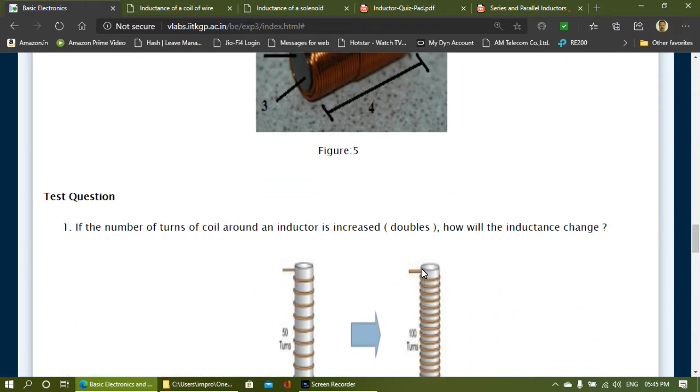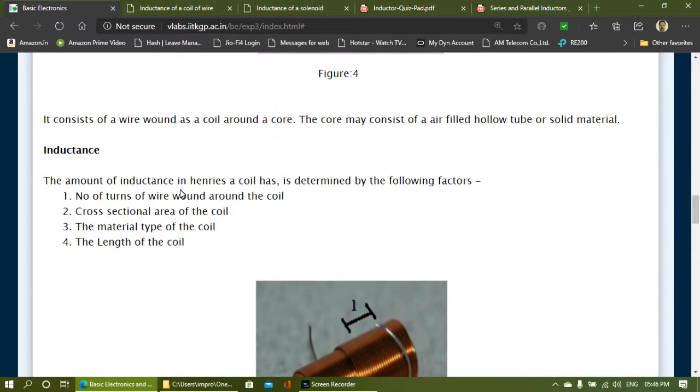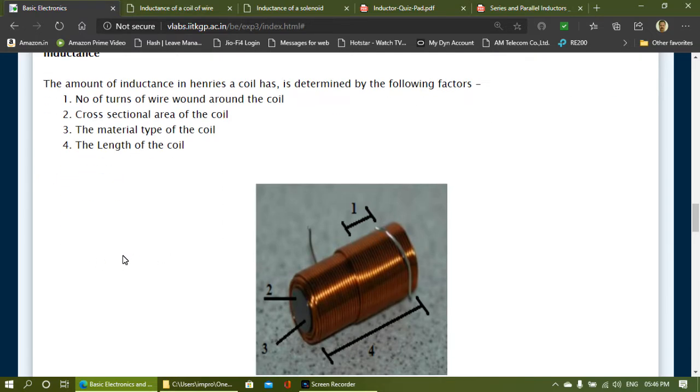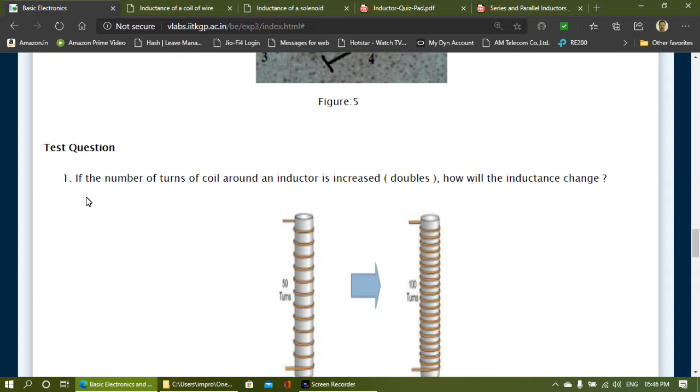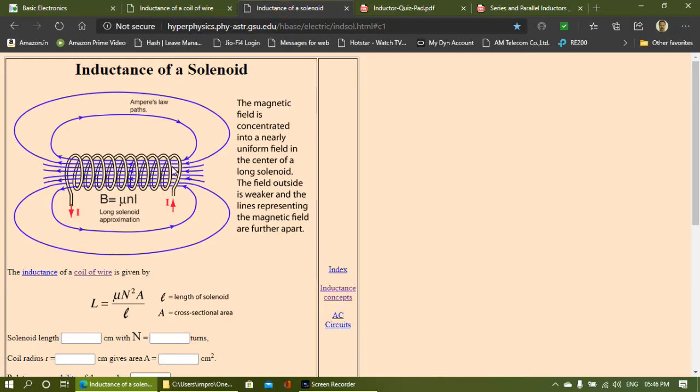Okay, now there are test questions. Test question 1: let's see how all these properties change the inductance. If the number of turns of the coil around an inductor is doubled, how will the inductance change? For this we will go to a different site.